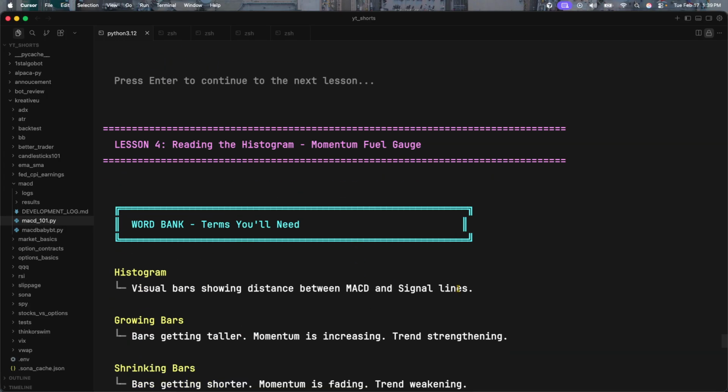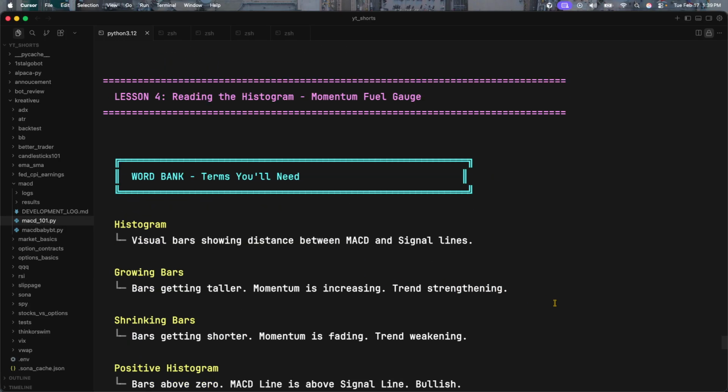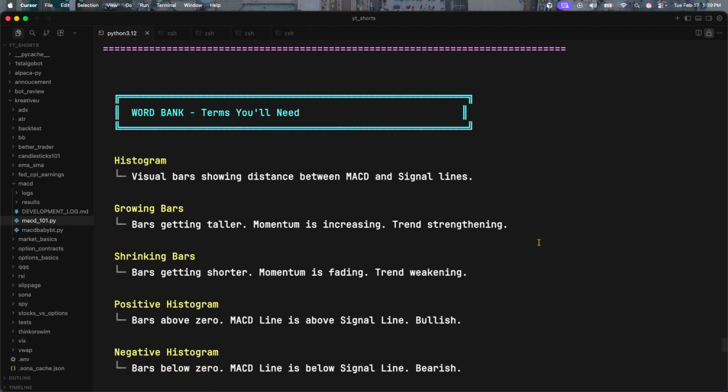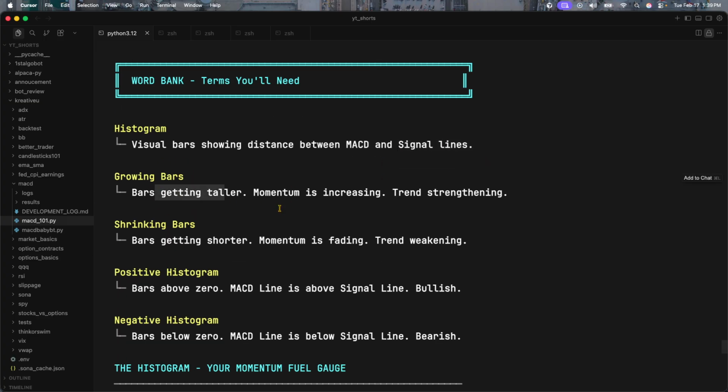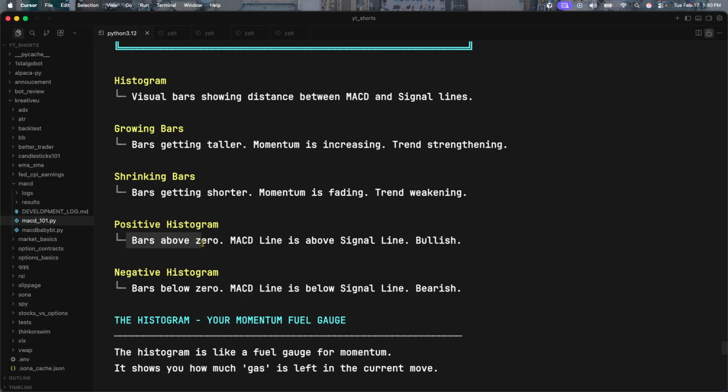All right, let's go ahead and go over lesson 4, which is reading the histogram, the momentum fuel gauge. The histogram is a visual bar showing the distance between the MACD line and the signal line. A growing bar, a bar that gets taller, means momentum is increasing and the trend is strengthening. A shrinking bar, a bar getting shorter, means momentum is fading and the trend is weakening. A positive histogram is bars above zero: the MACD line is above the signal line, and we're in bullish territory.